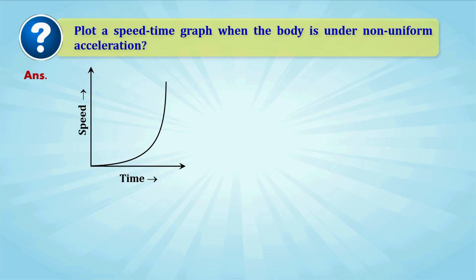Because the rate of change of speed keeps varying with time, the speed-time graph will not be a straight line. Instead, the graph appears as a curved line, showing that the acceleration is changing continuously. Therefore, when a body moves with non-uniform acceleration, the speed-time graph is a curve rather than a straight line.